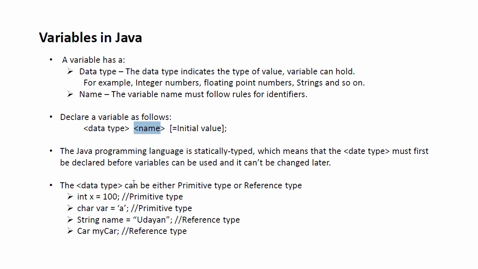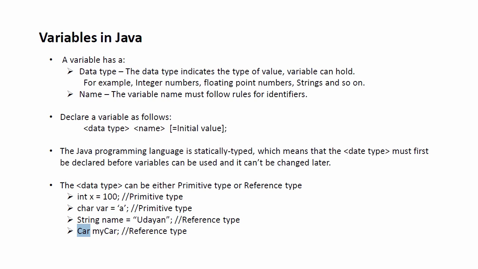The data type can be either primitive type or reference type. We'll see all the primitive types in the next lecture and the reference types in later lectures. In the example below, int and char are primitive types, String is a class in Java, and Char is a user-defined class. So these two are reference types in Java.